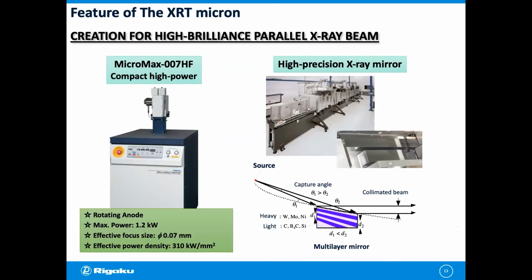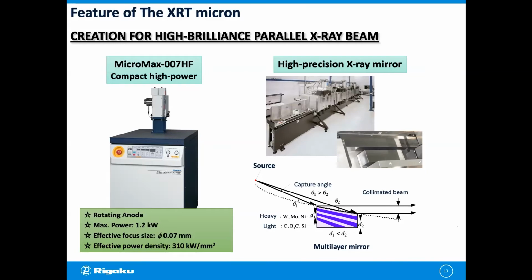These pictures show you the two key components of XRTmicron. One is the X-ray generator, the second one is the X-ray mirror. We use the rotating anode type X-ray generator named Micromax 007HF for the X-ray source. This is a high brilliance rotating anode point focusing X-ray source. The maximum power is 1.2 kilowatts. Effective focusing size is 0.07 mm. Effective power density is 310 kilowatt per square millimeter.